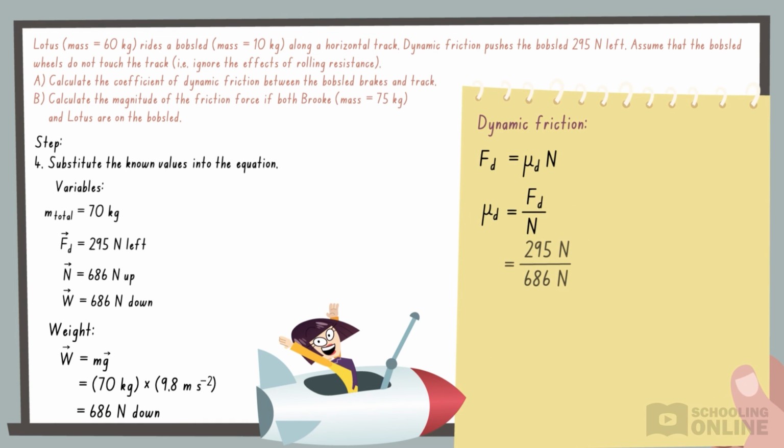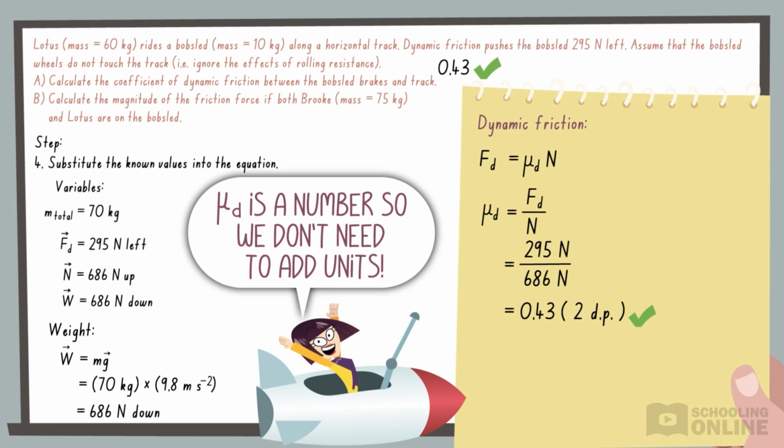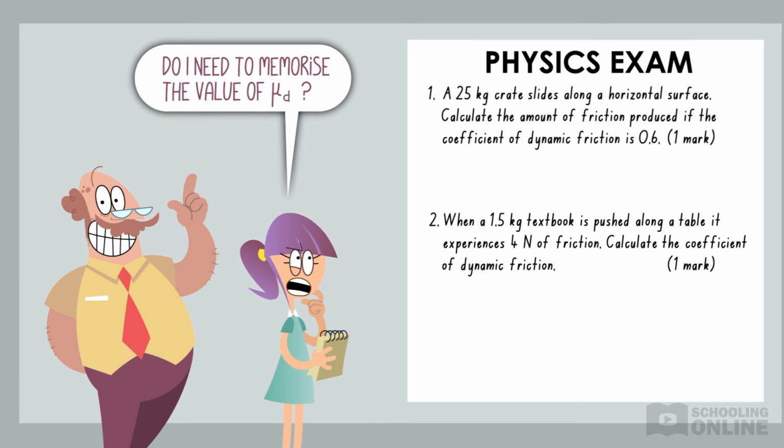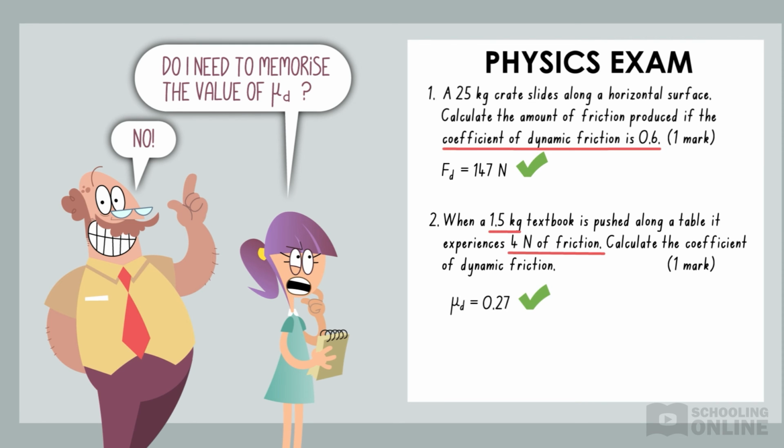By combining these parts, we find that the coefficient of dynamic friction is 0.43. This is a dimensionless number, so we don't need to write any units. As a side note, you don't need to memorize any coefficients of friction. You will be given these numbers in the question, or you can work them out based on information given in the question.